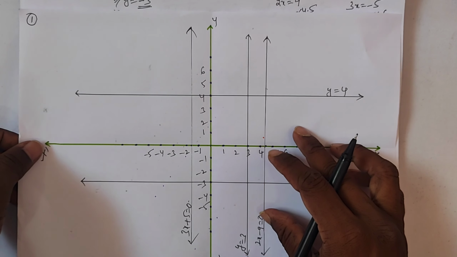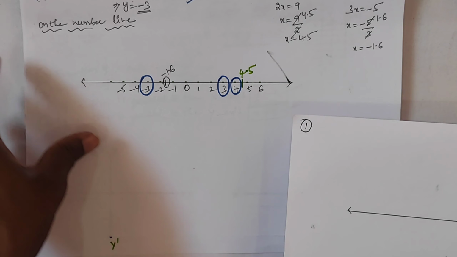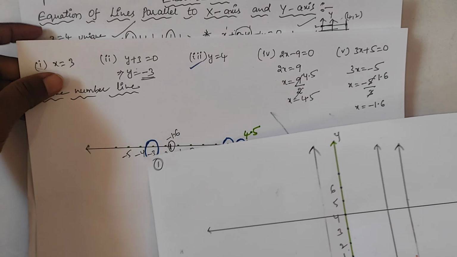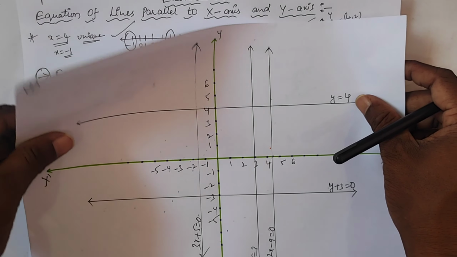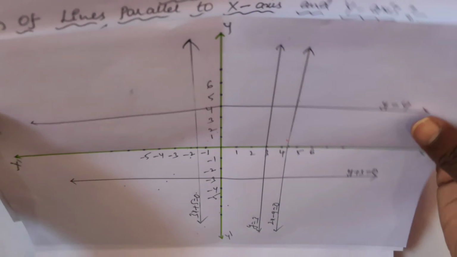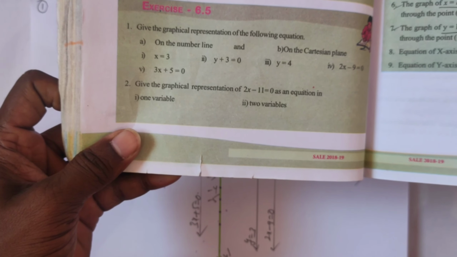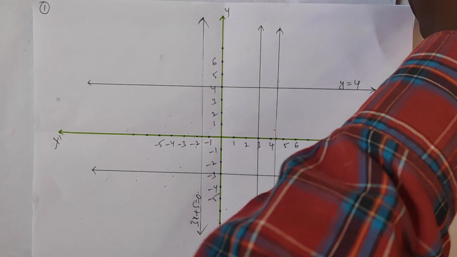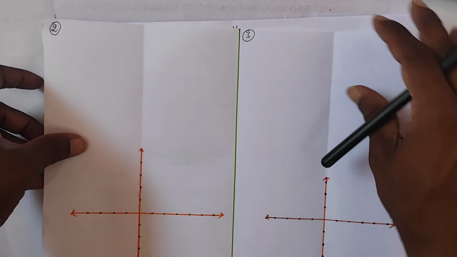This is about representation on the Cartesian plane. Clear, everyone? First one was about the number line, then the same points we located on the Cartesian plane. So the first bit is completed. Clear, everyone? Next, second bit. Give the graphical representation of 2x minus 11 equals 0 as an equation in one variable and two variables. Same question, same method we have to do. Second question, given is what?